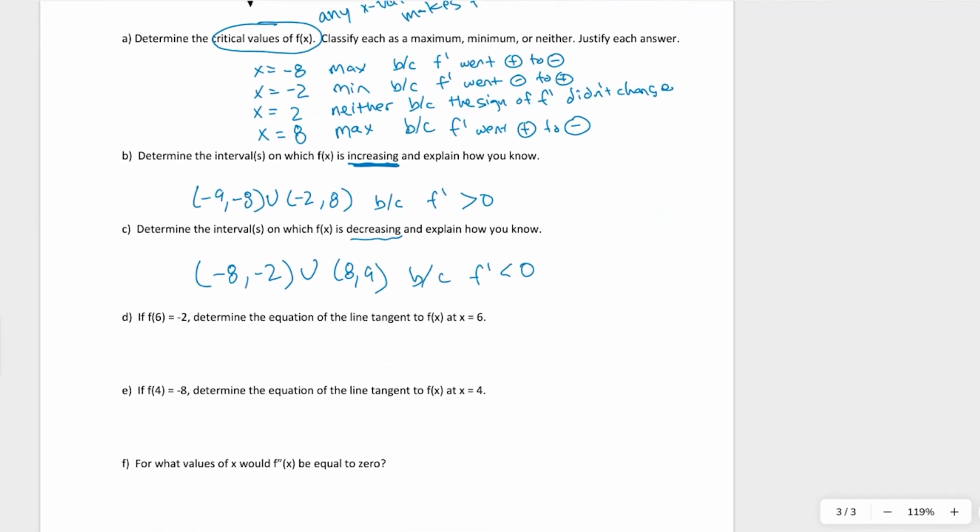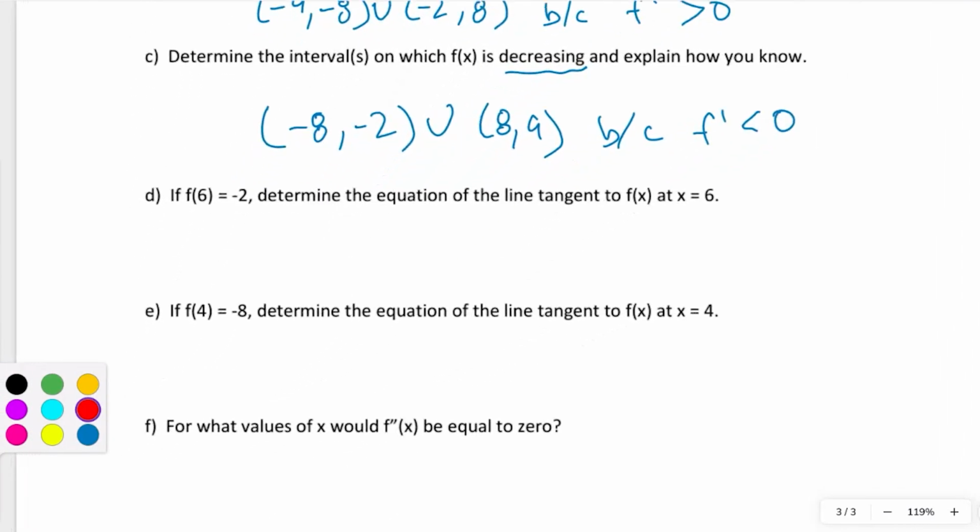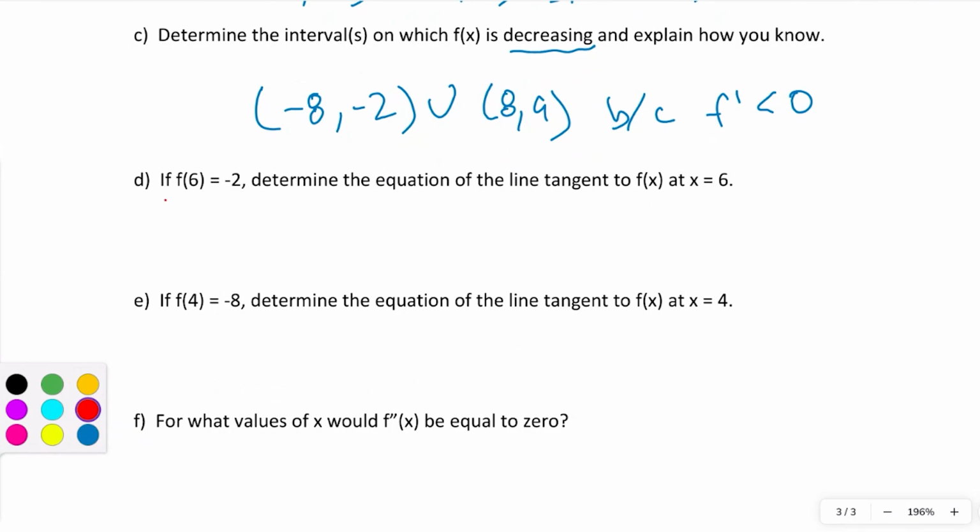Letter D says if f of 6 is negative 2, determine the equation of the line tangent to f of x at x equals 6. So we're going to set this up just like how throughout the year we've been setting up all these write-the-equation kind of problems, where we have a point, we've got a slope, and then we want to write the equation in the form y minus y1 equals m times x minus x1. So the point's given to us. It's 6, negative 2. We just have to find the slope where x is 6.